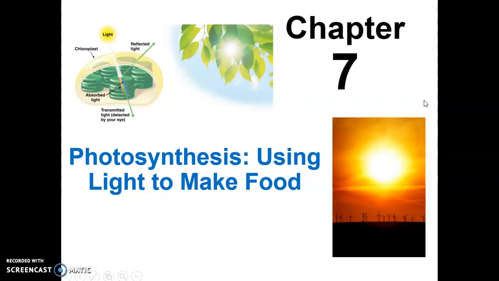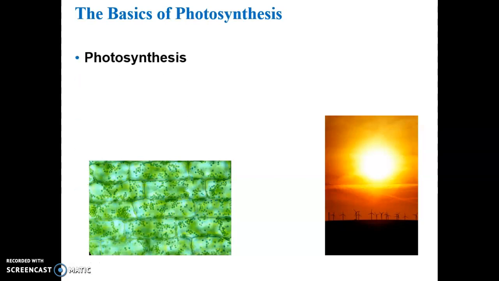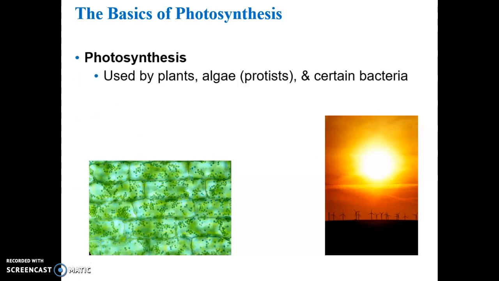Chapter 7, Photosynthesis, and how that utilizes light to make food for photosynthetic organisms. So let's look at the basics of photosynthesis. It is a process that occurs within photosynthetic organisms like plants, algae, which is the name given to photosynthetic protists.